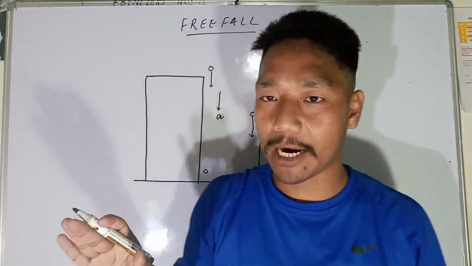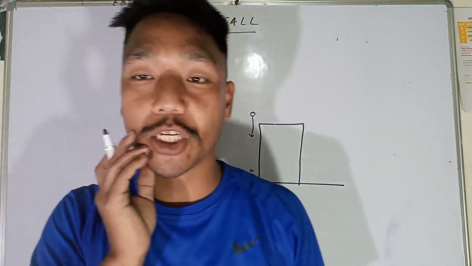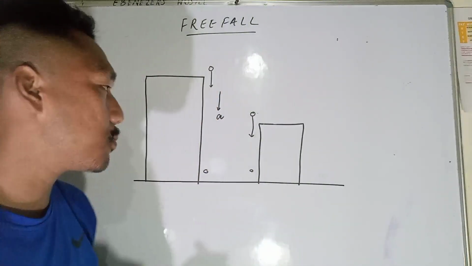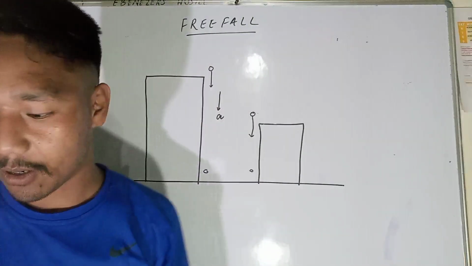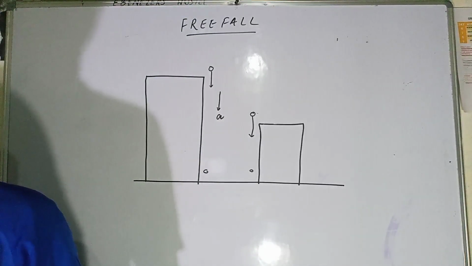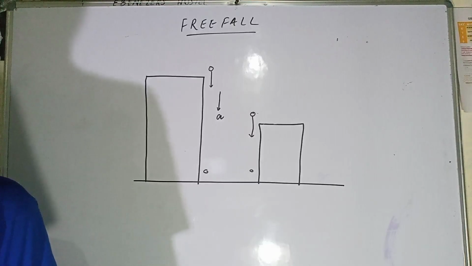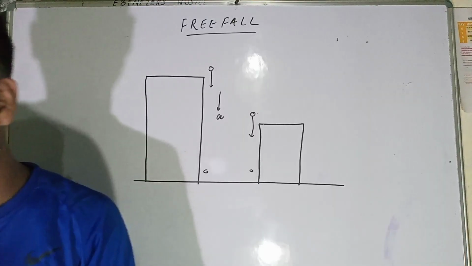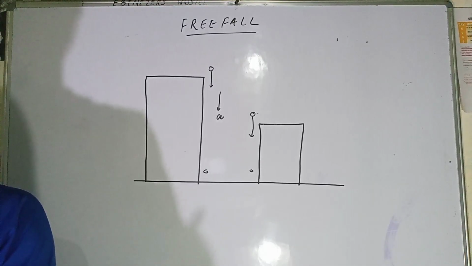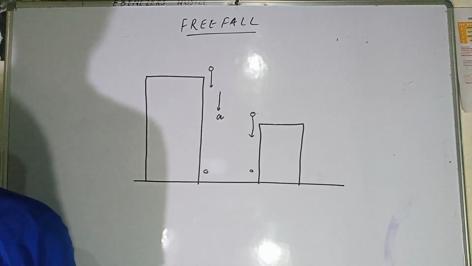There will be no change in the direction, but there will always be a change in the velocity. Why? Because the object experiences acceleration. While falling, there is no change in the direction of the motion of the object, but due to the earth's attraction, there will be a change in the magnitude of the velocity.